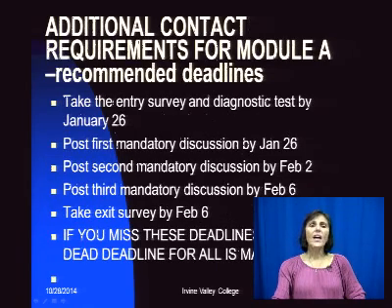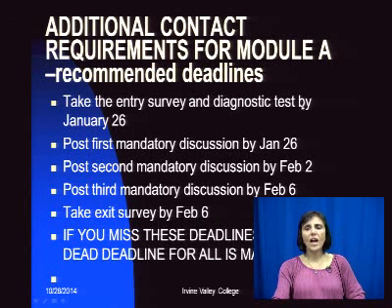All right. Additional contact requirements. Remember I told you, for Module A, you need to take the entry survey, a diagnostic test by January 26th, remember? And now I'll show you why that mandatory discussion. You have 3 discussions that you need to submit for each module. Okay? You need to do the first one the first week, second one end of first week, and the third one end of second week. Then you're going to take the exit survey.